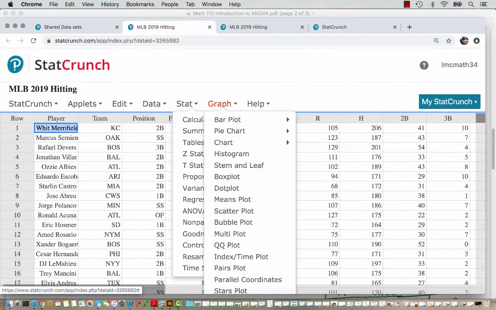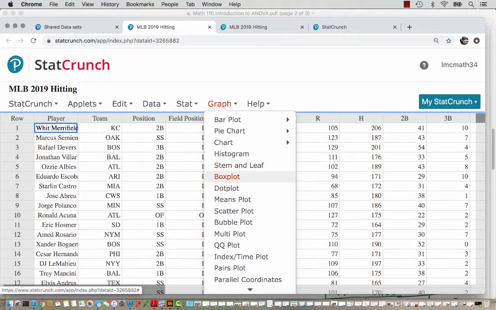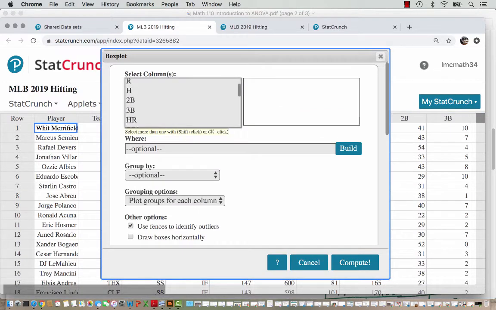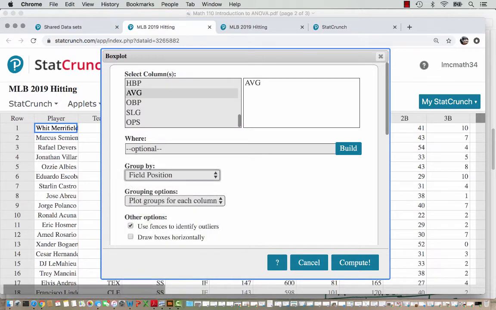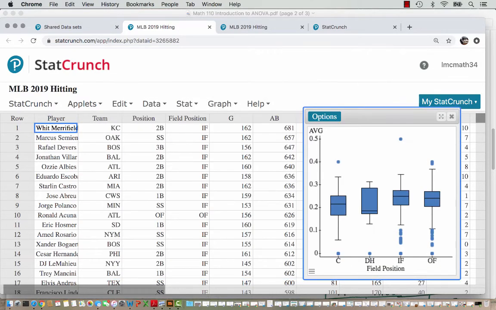So we'll go to graph box plot. So we're going to do box plots for the batting averages. That's AVG. And then we are going to group by the different field positions. And you can draw your boxes vertically or horizontally. We'll use fences to see if there's a lot of outliers or not.